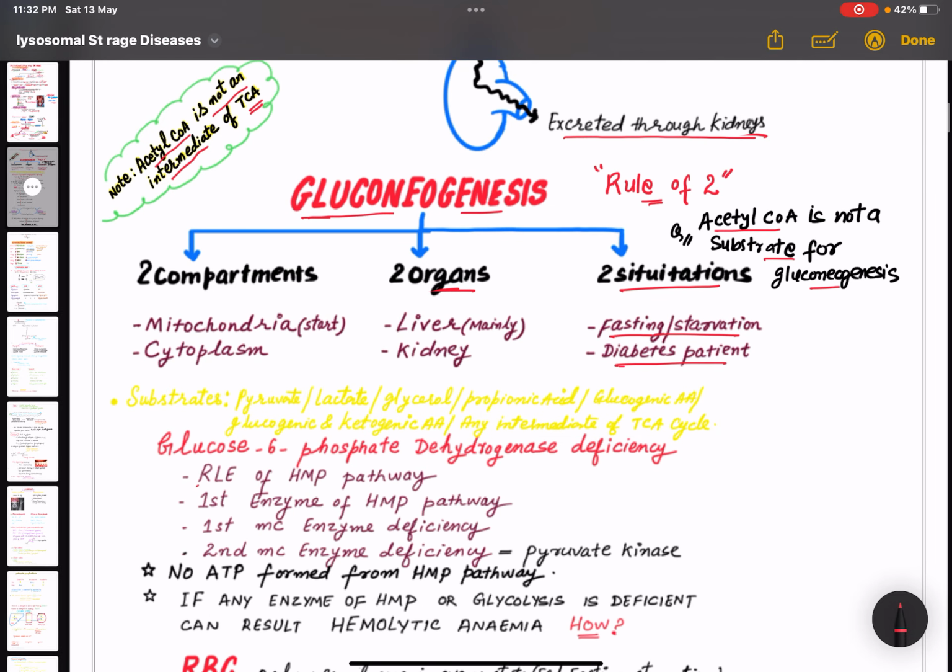Now this is complete. Now let's see another topic, that is gluconeogenesis. For gluconeogenesis, remember the rule of 2, that it occurs in 2 compartments, in 2 organs, and in 2 situations.